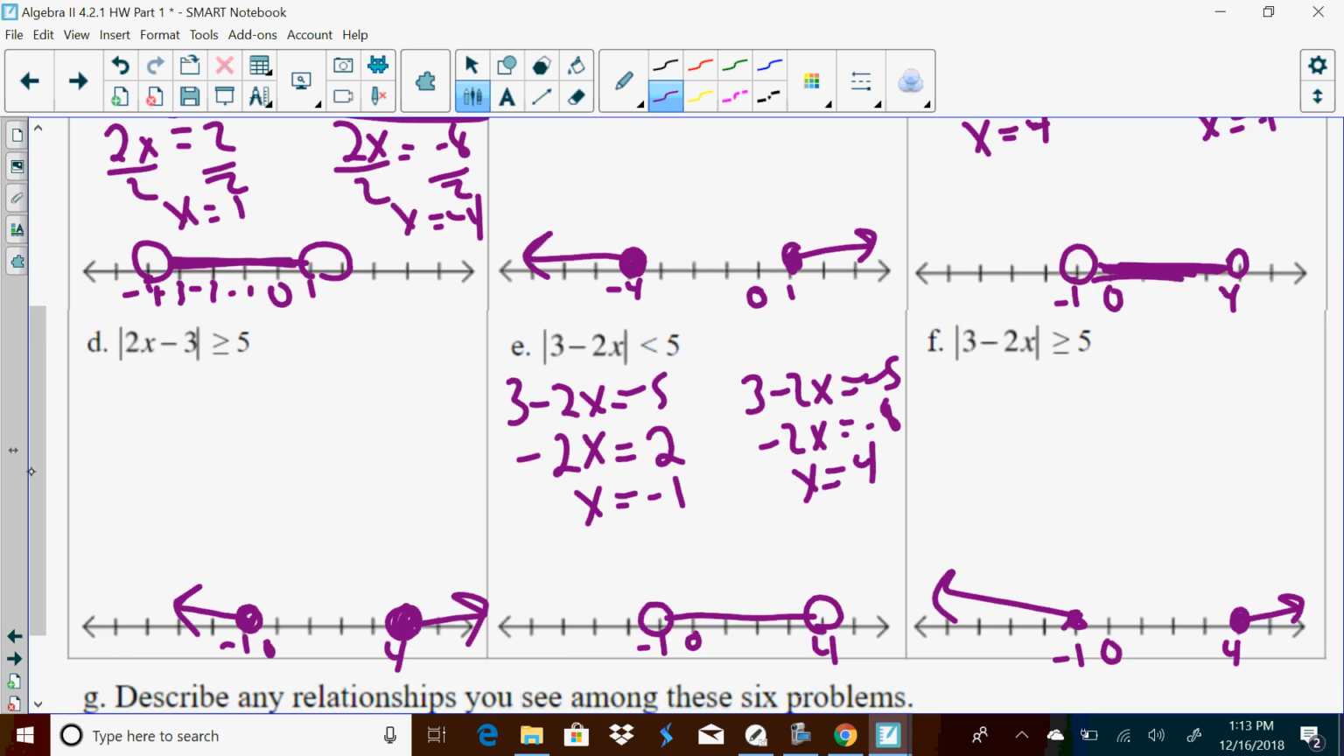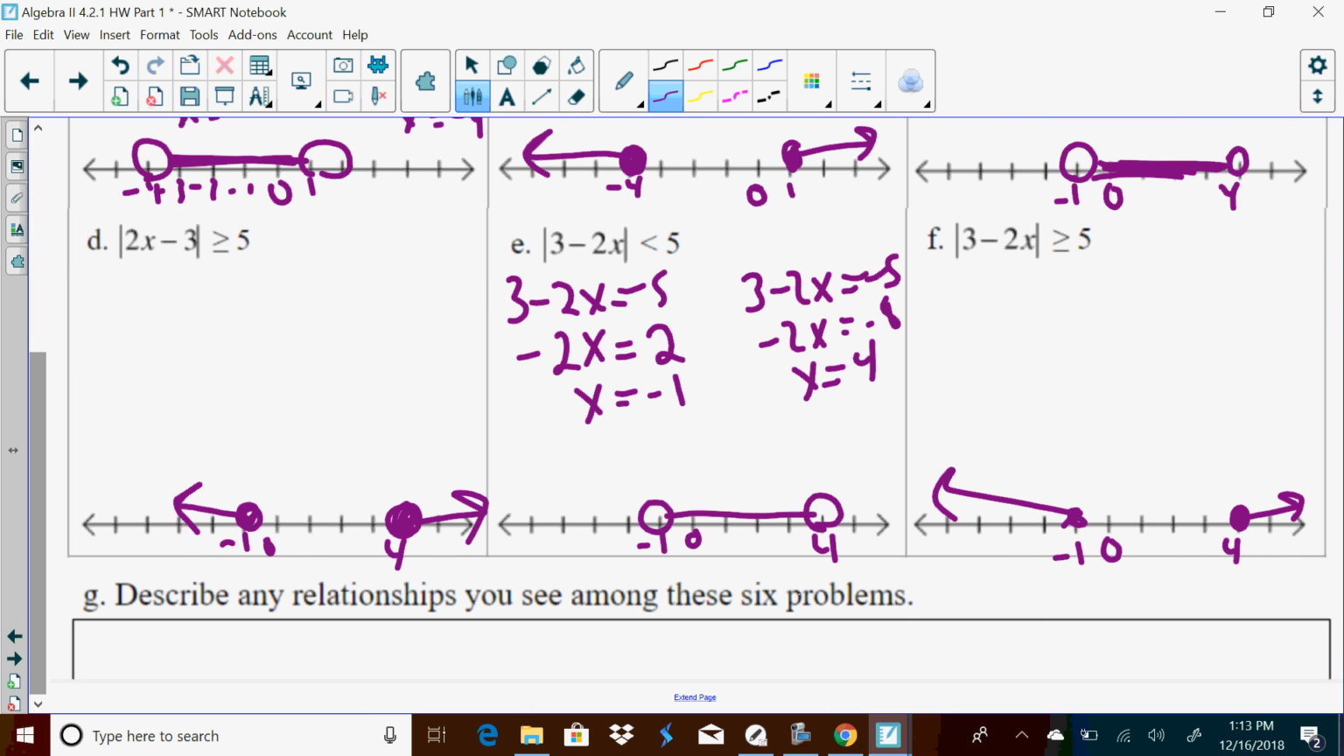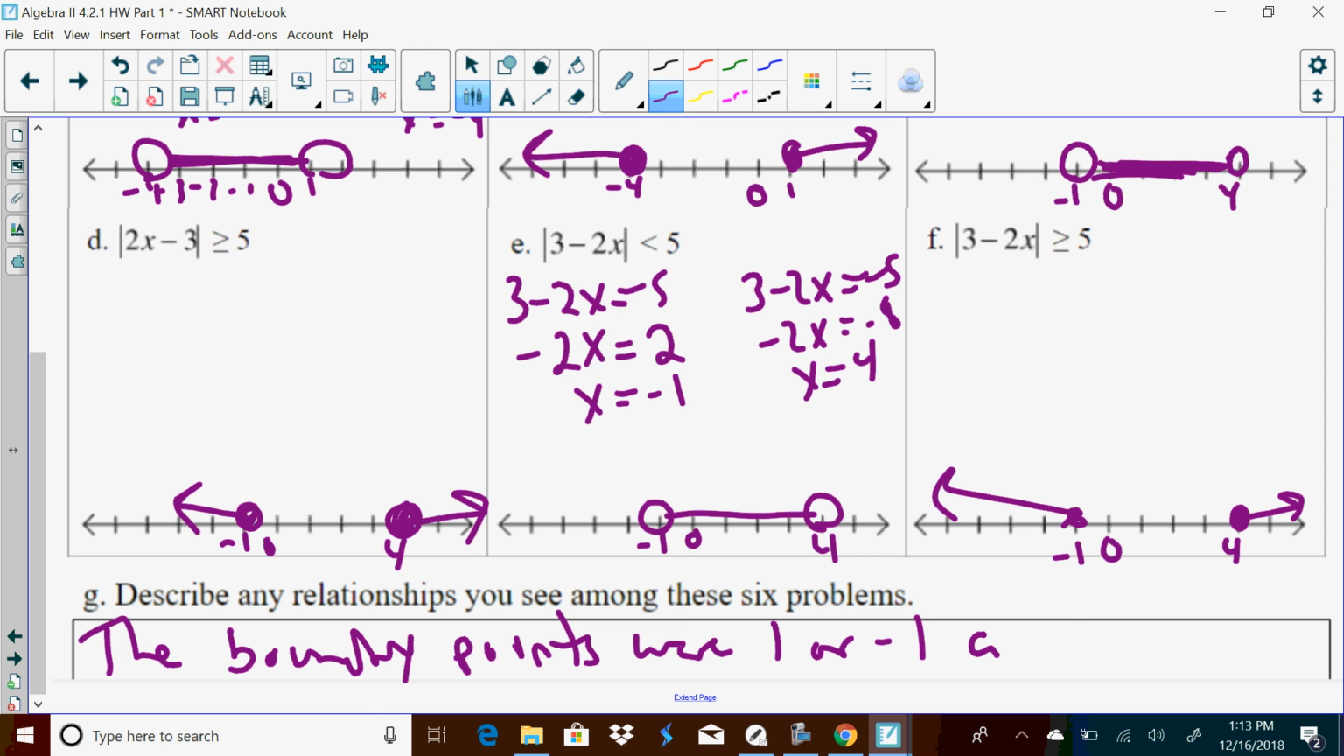So then the next question says, describe a relationship. So the boundary points were all similar. The boundary points were either 1 or negative 1 and 4 or negative 4.